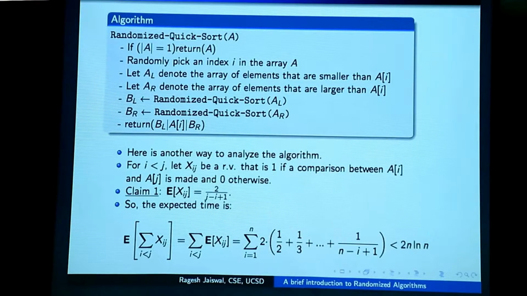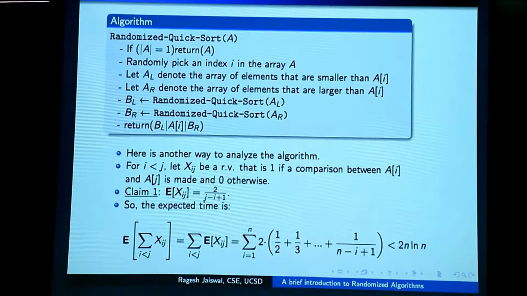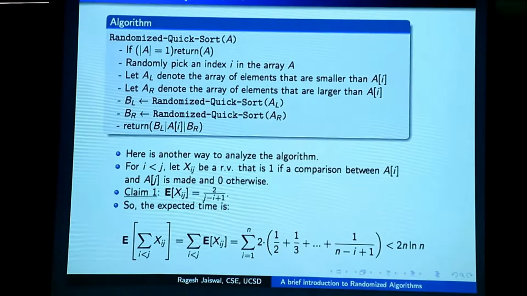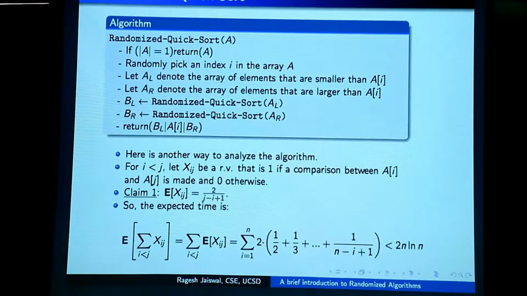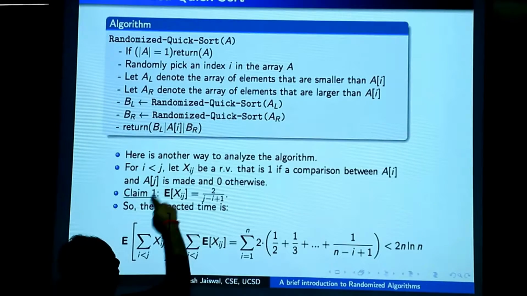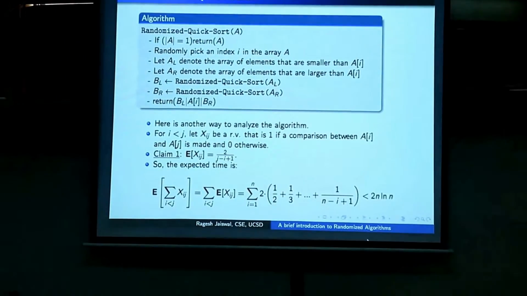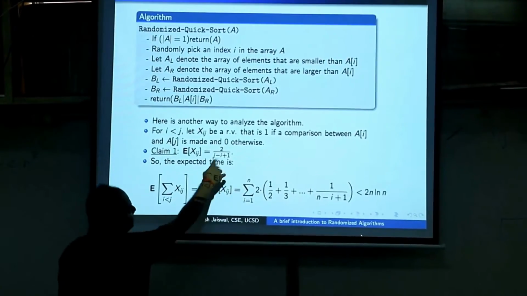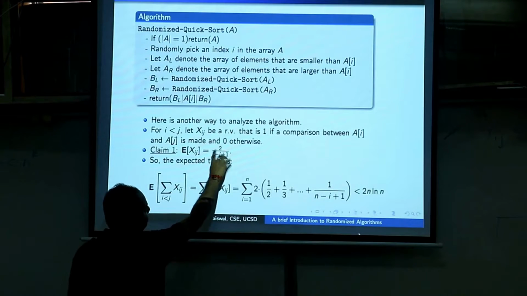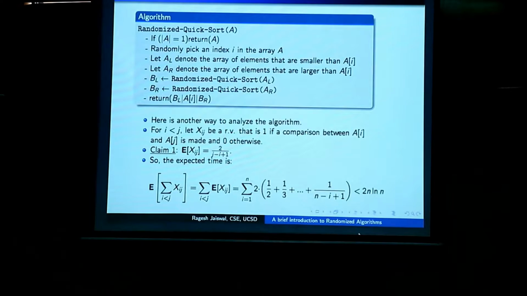If it falls outside, the game continues, and the conditional probabilities always remain the same. So the overall probability that these two elements are going to be compared will be equal to this particular probability, 2 by j minus I plus 1. So the expected value of this random variable xij will be 2 by j minus I plus 1. This is the length of the interval between j and I, and if you pick either I or j, then these will be compared.